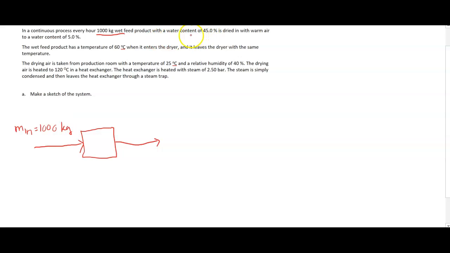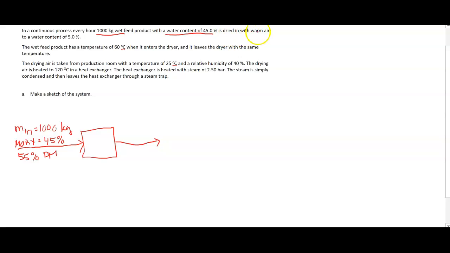Okay, it has got a water content, not dry matter, but water content. So moist equals 45%. We know that 45% moisture equals 55% dry matter. So we make that calculation instantly.